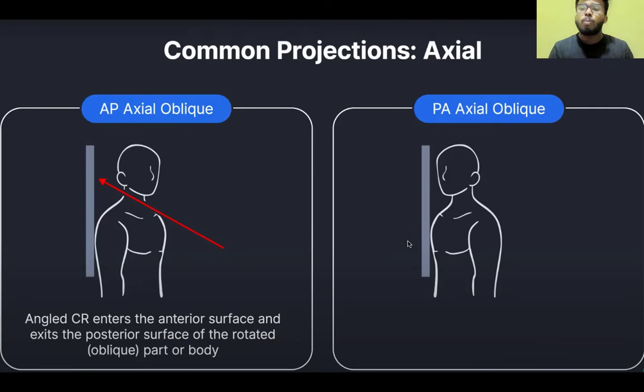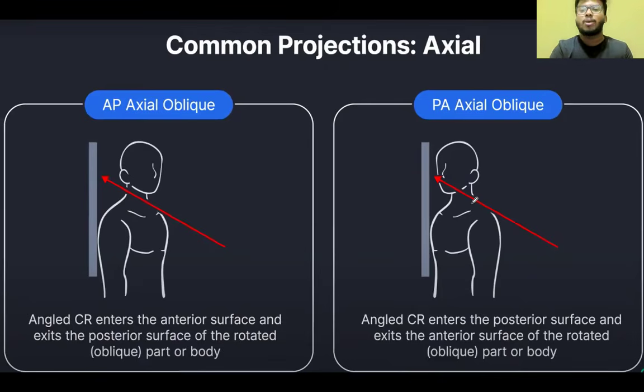Then PA axial oblique means oblique, rotated part or body. Axial, angulated projection. PA, central ray enters through the posterior surface and exits through the anterior surface. So PA axial oblique means an angulated projection that enters through the posterior surface and exits through the anterior surface of a rotated part or body. That's what PA axial oblique is. Keep in mind, oblique means rotated part or body. Axial means angulated projection greater than 10 degrees.